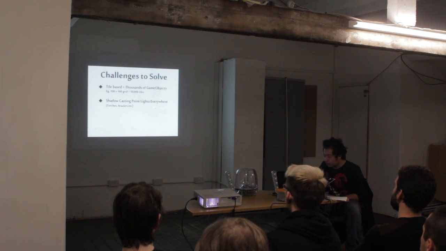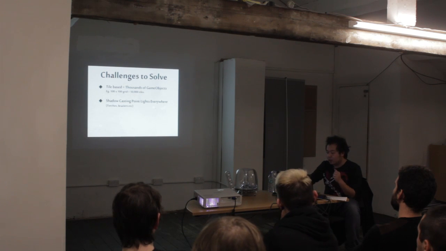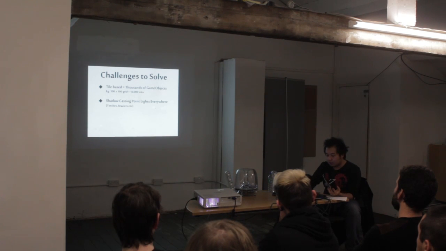What I wanted to do with Tiny Keep is to have everything dynamic. So point lights, for example, for torches and grazers, cast real-time shadows. It's a Unity Pro feature. You can have as many point lights as you want, each of them casting shadows. So you can imagine the overhead that would cause as well.